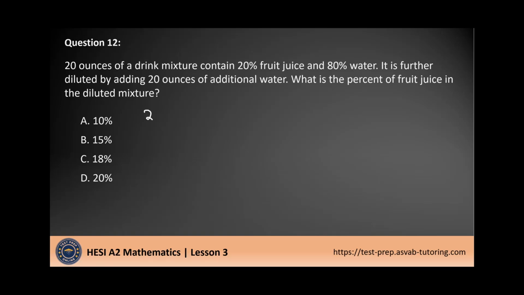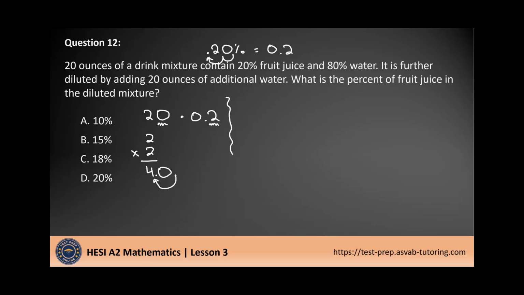So we started out with 20 ounces of a drink. 20% of that drink was fruit juice. Move the decimal twice to the left. 20% equals 0.2. So 20 times 0.2. And do 2 times 2. Account for the 0. Account for the fact that the 2 is one place to the right of the decimal, which means we're going to move this decimal one place to the left, which means we had 4 ounces of juice in the original mixture.